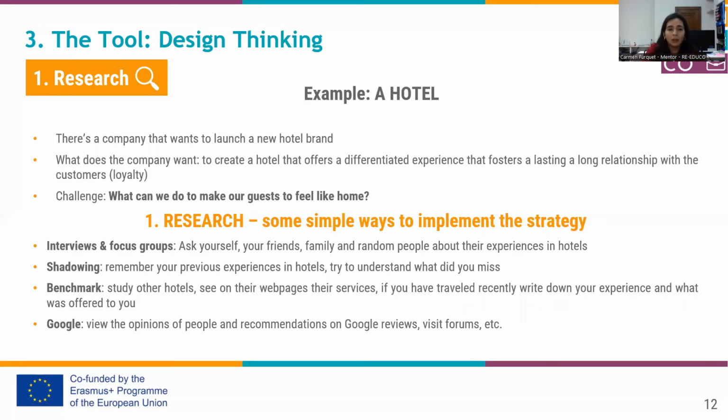So in order to do that, I'm going to start with the research phase, and some simple ways to get this information are, for example, to organize interviews and focus groups. That means that I'm going to ask myself, I'm going to ask my friends, my family and random people about their experiences in different hotels.